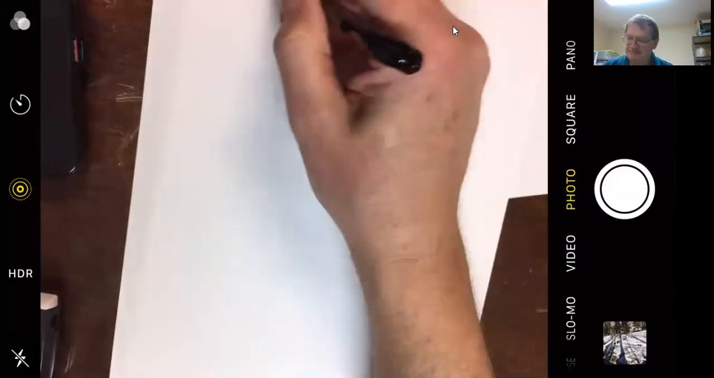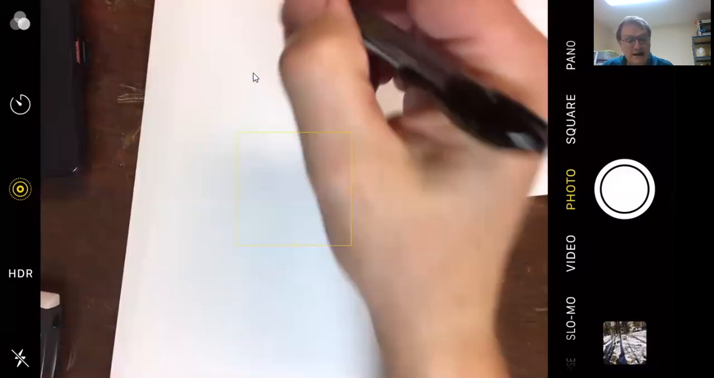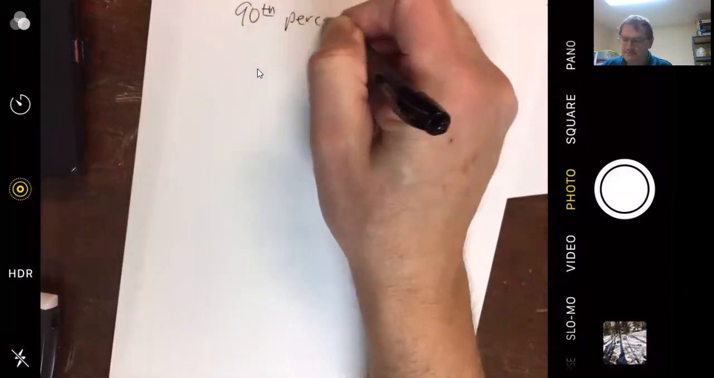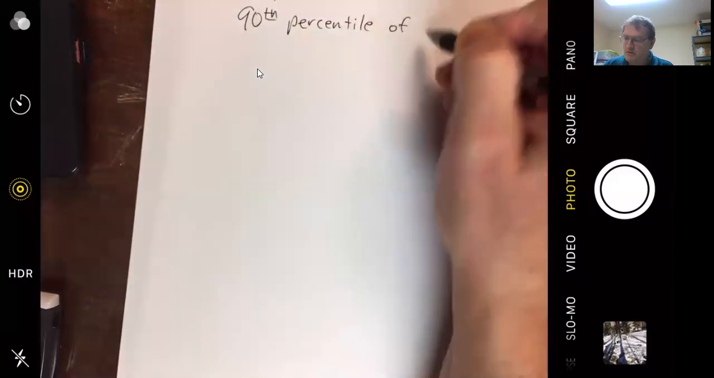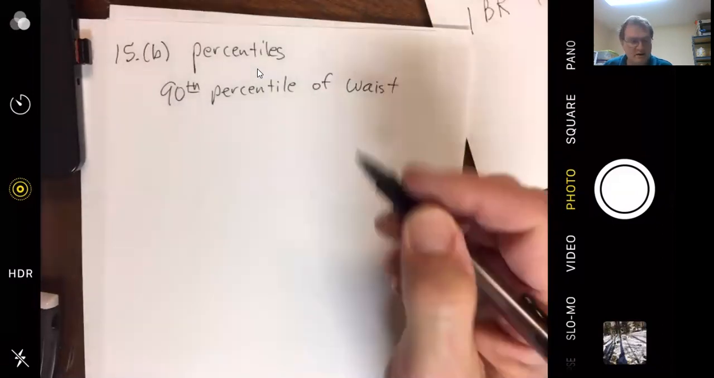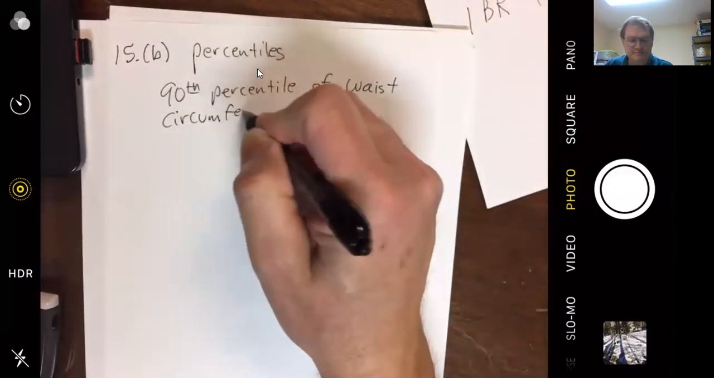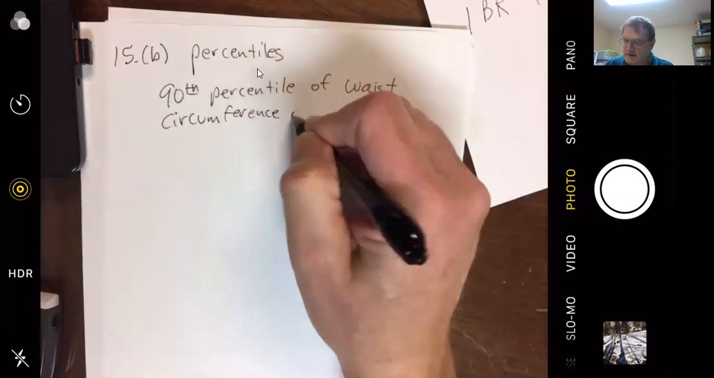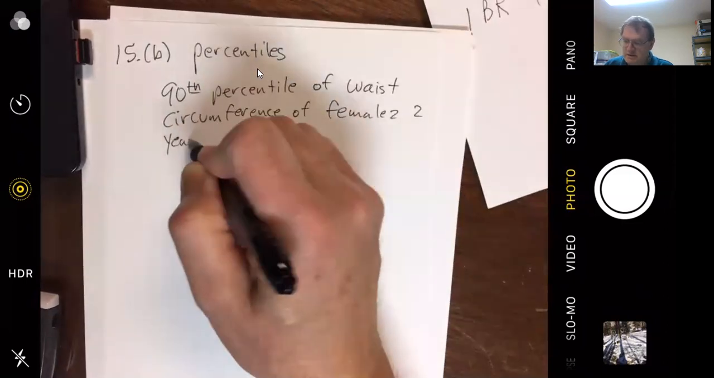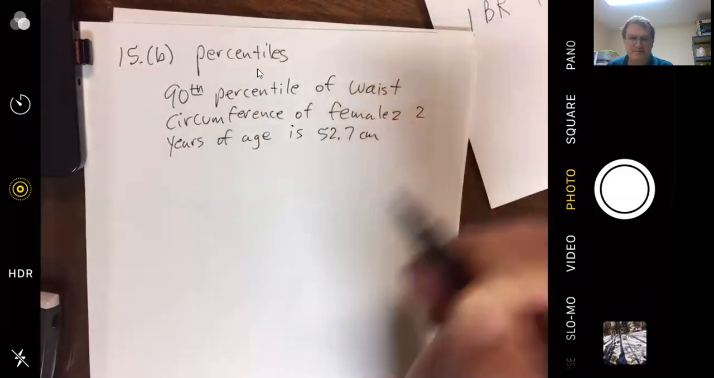Percentiles. 90th percentile of waist, that's W-A-I-S-T, around their middle, circumference, of females 2 years of age, 52.7 centimeters. Explain.